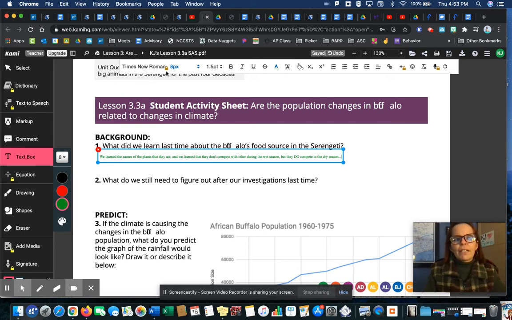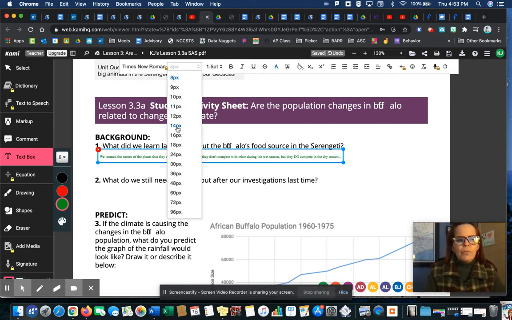I'll make my fonts bigger from now on. Sorry, that one was so small. Let's go with maybe a 14 point.